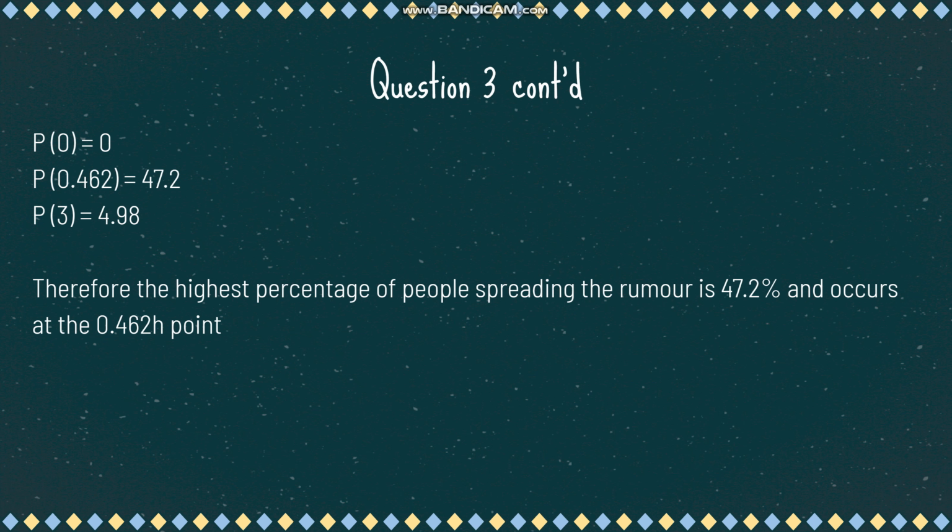So the function p with the value 0 equals 0. The function with the value 0.462 equals 47.2, and the value of 3 put into the function equals 4.98. So we can see based on this that the highest percentage of people spreading the rumor is 47.2% and occurs at the 0.462 hour point.